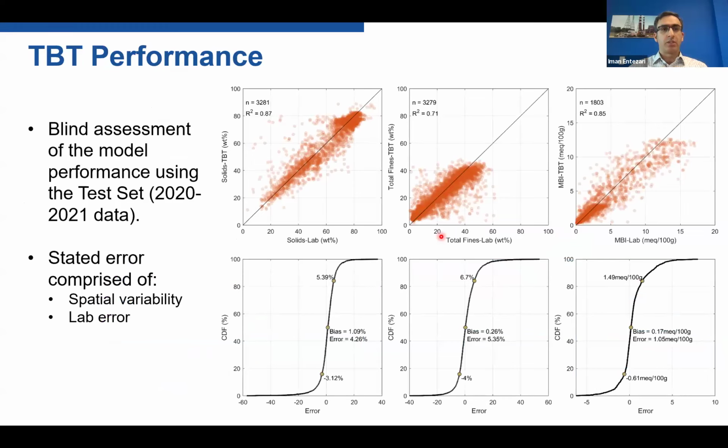So this is the performance of TBT, or those machine learning based models, for solids, total fines, and MBI. You see the lab results on the x-axis, and the predicted results using neural networks on the y-axis. And these are the distribution of errors, and ultimately the overall error for estimation of solids, fines, and MBI. So this was an example of site-specific modeling, or in this case, region-specific. As I said, this is just a model that works for oil sands tailings. This model cannot be used anywhere else. But the same methodology could be applied on other mine waste, tailings, or soils, to have a paired CPT and lab database, and then see what sort of models we can develop.